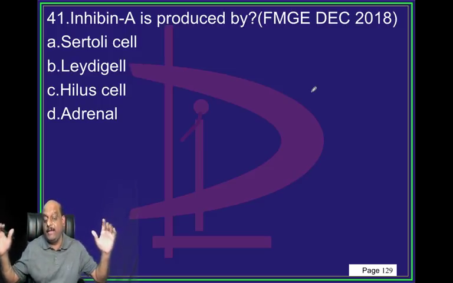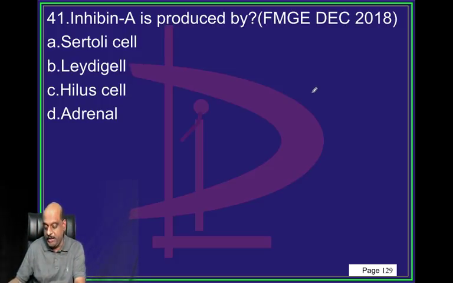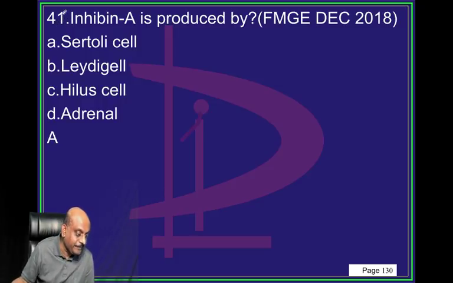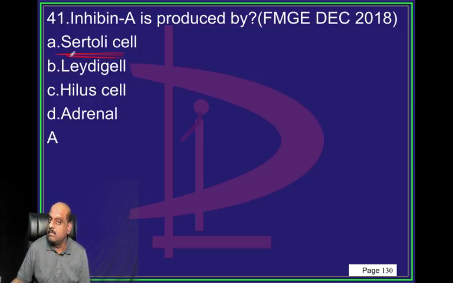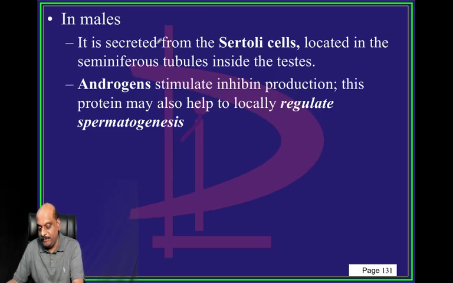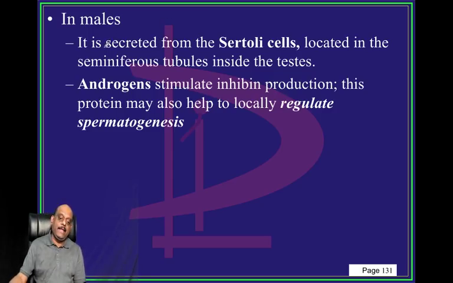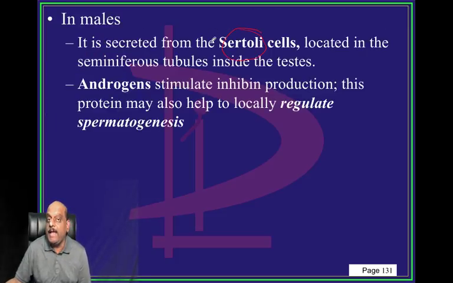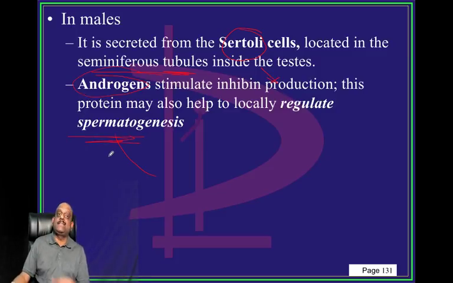Now, inhibin A is produced by, this is a beautiful question, doctor. It will come in tomorrow's exam. Sertoli cell. So typically in males, inhibin A is produced by Sertoli cells. They are all in the seminiferous tubules. Androgens stimulate the inhibin production, and that is very important to regulate the spermatogenesis, that is in the case of the males. Inhibin A.